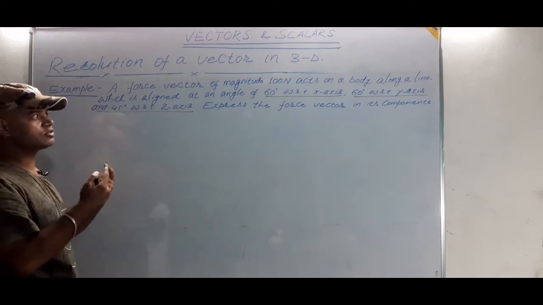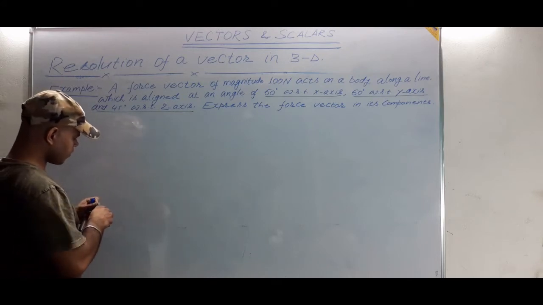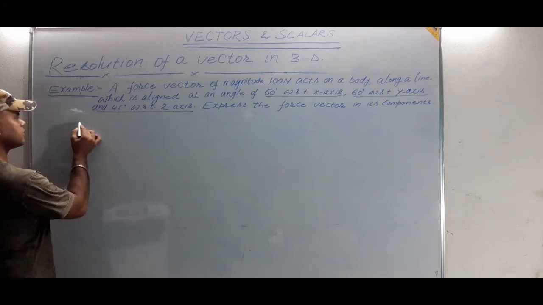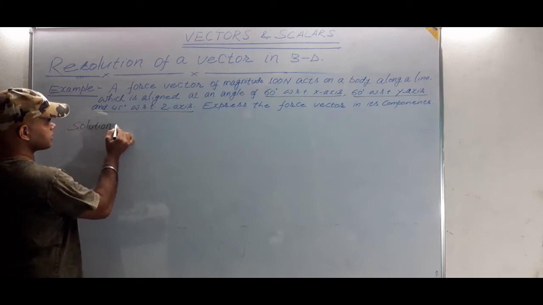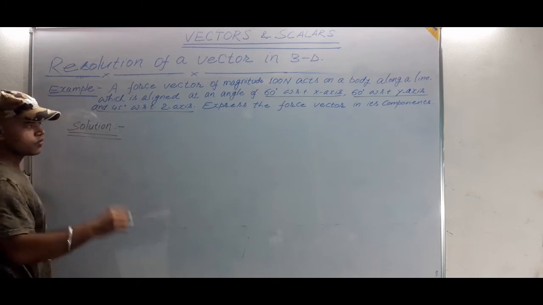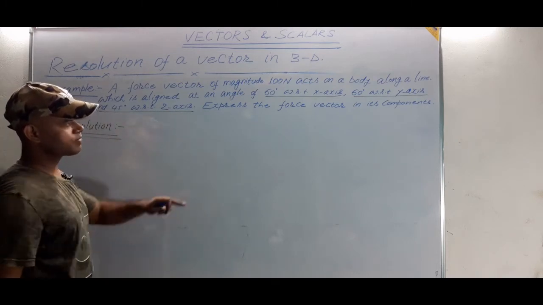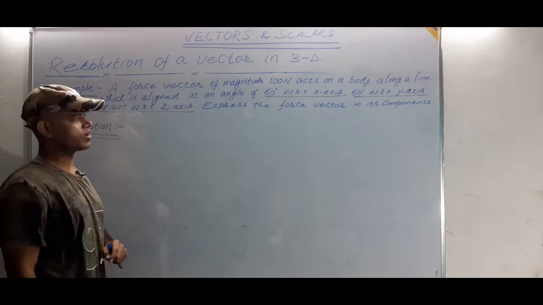Means you will have to resolve the vector, right? So look here, we are going to resolve this vector. For resolving the vector, we need to know the magnitude or the length of the arrow and its orientation with respect to different axes. So all this information is available in this question.